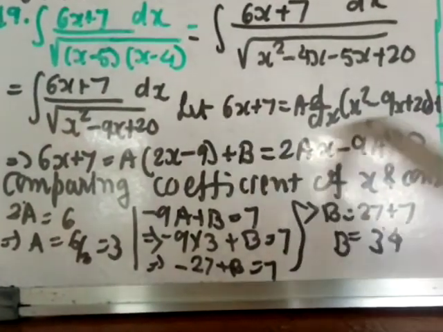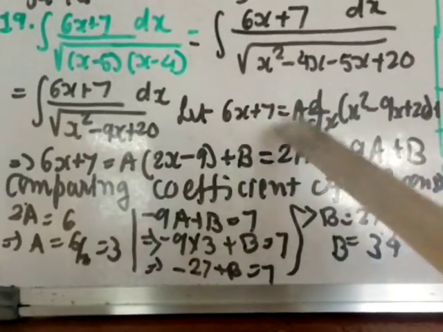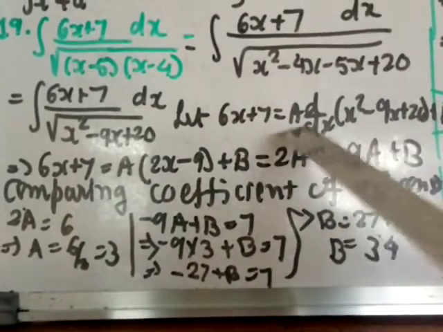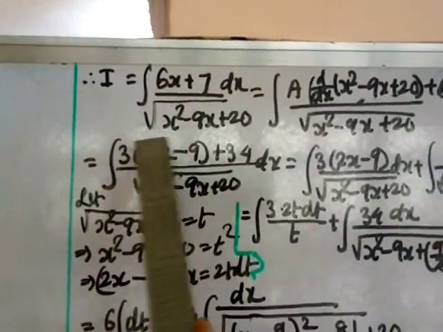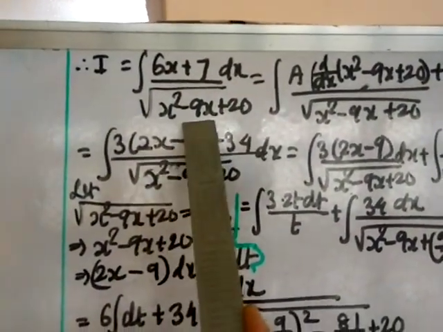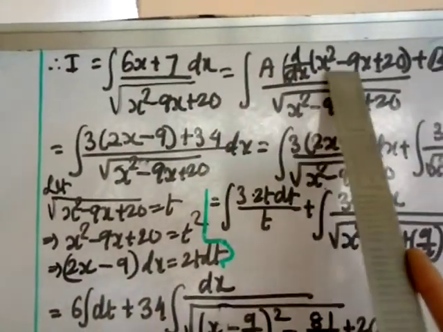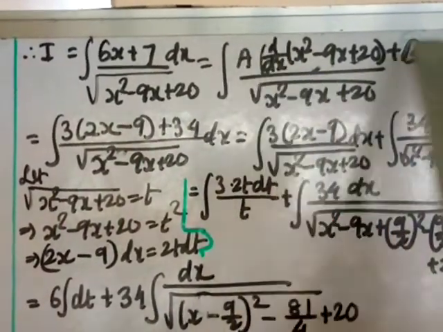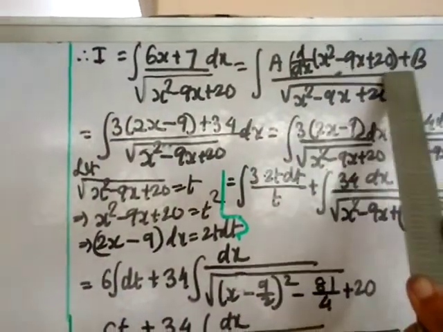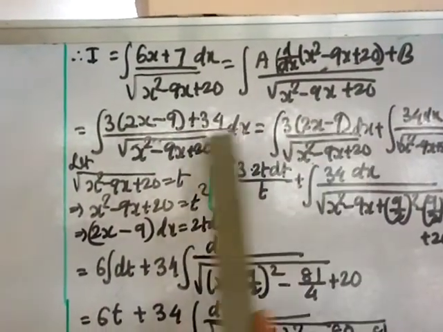Now we'll put in this, and this will be instead of the numerator. Instead of the numerator we'll put this value, and here we'll put the values of a and b, and I'll differentiate this. So I is equal to integral of 6x plus 7 dx divided by square root of x square minus 9x plus 20, and here I put a times d by dx of the denominator plus b divided by the denominator as it is. Now put the values of a and b, that is 3. Also I am differentiating this, that gives you 2x minus 9, and b value is 34, denominator as it is.